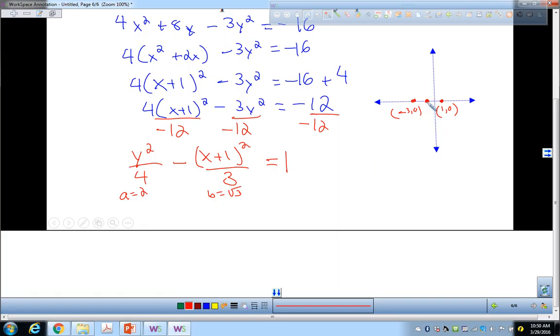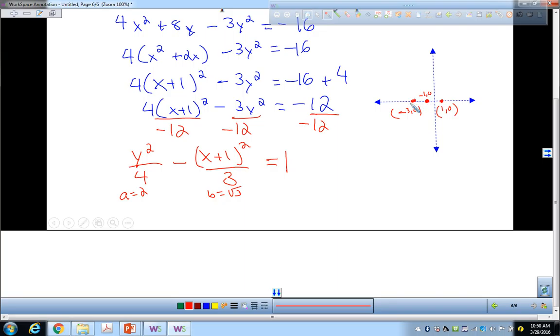Because this point here is negative 1, 0, and A is the distance from here to here. So A is going to be negative 3. If I add negative 2 in this direction, that becomes negative. So that's one vertex, because A is the distance from the center to a vertex.